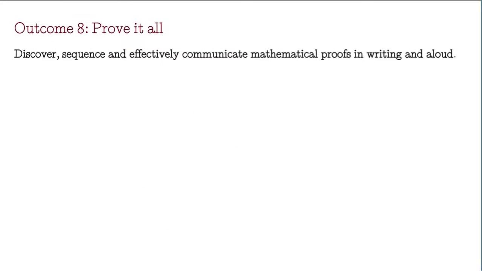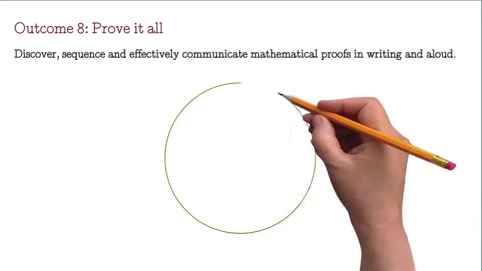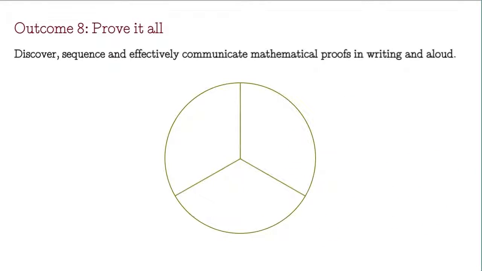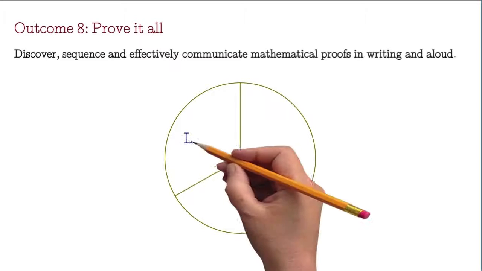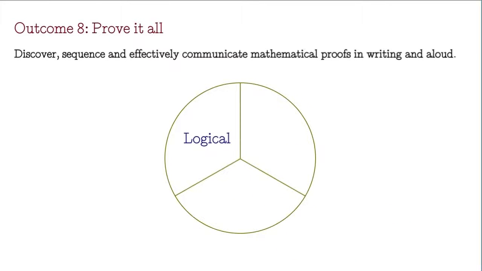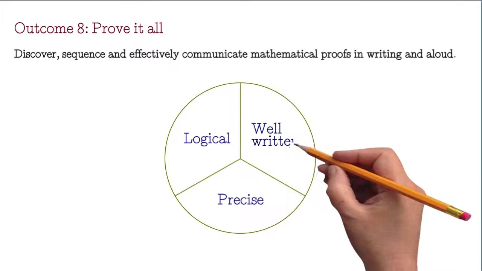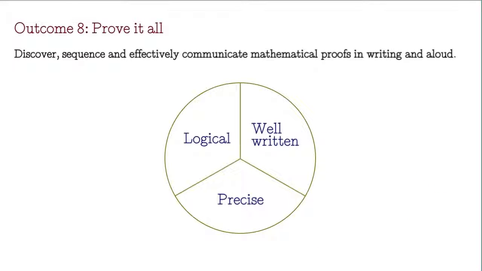Finally is outcome number 8, which is to help you develop into better writers of mathematical proof. So we want to look at how to discover, sequence, and effectively communicate mathematical proof, both in writing and out loud, one to another mostly. This is going to come in 3 different main areas, and each time I score one of your proofs, I'm going to score it in each of these 3 dimensions. We would like for your proofs to be logical, precise, and also to be well-written or well-spoken if you're doing it out loud. So just to expand a little bit about what each of these means.